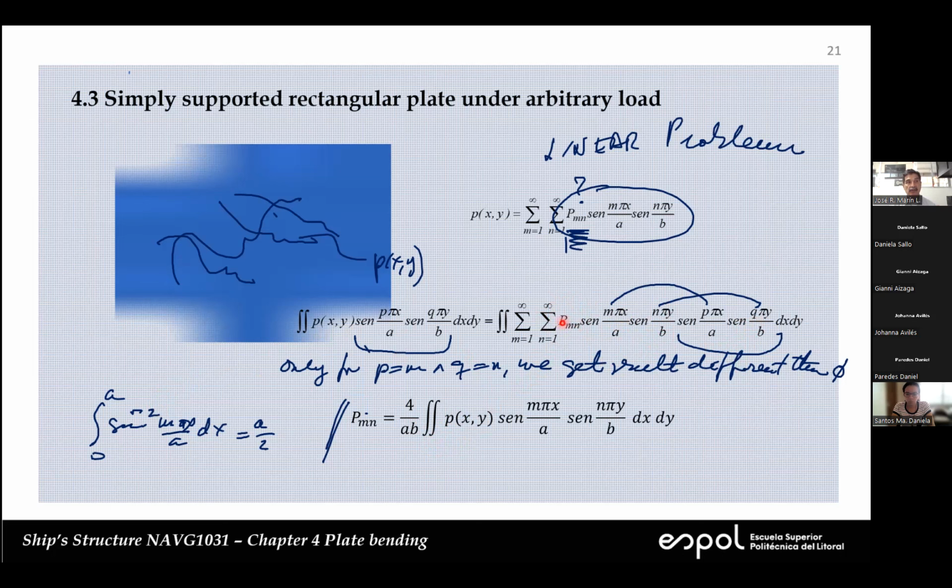And since this is what we want, we take 2 over a, 2 over b to the other side. And that's why we have some of this for P_mn. So this is the general expression that we can apply in order to obtain the amplitudes of each one of the terms of this expansion. So we can take any distribution load that we want to analyze and put it into here, and we can integrate.